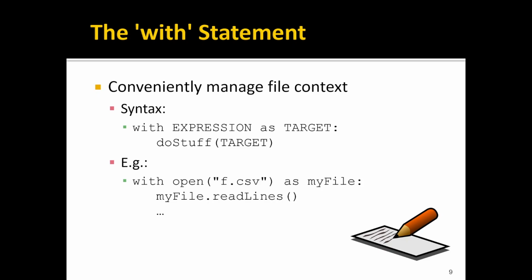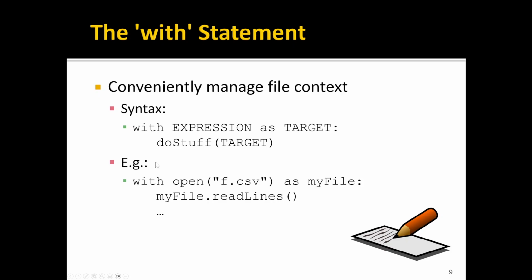The purpose of the with statement is to manage some context. So we're going to apply it to files here, but it does apply more broadly in Python. When you're using a with statement, it manages the file context window into an indented statement body, and it will automatically close your files when you exit that context. The syntax for a with statement is with some expression as some target, so that's a variable name, and then we just do whatever we want within that context.